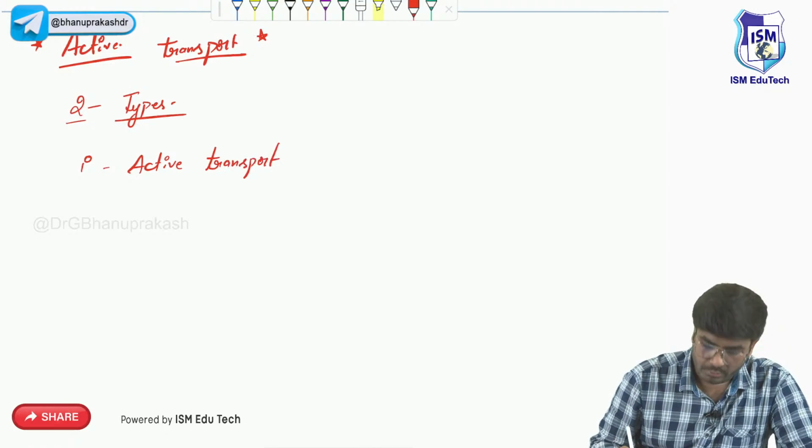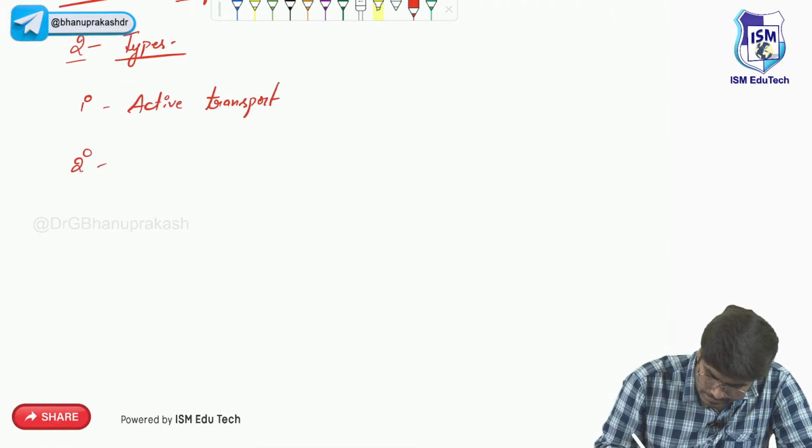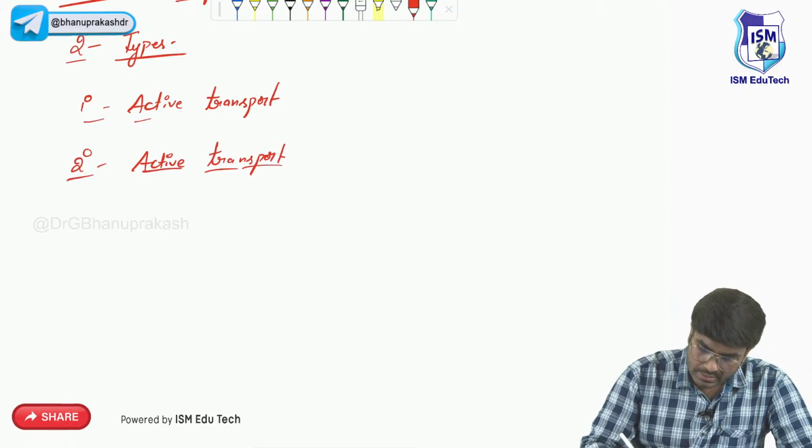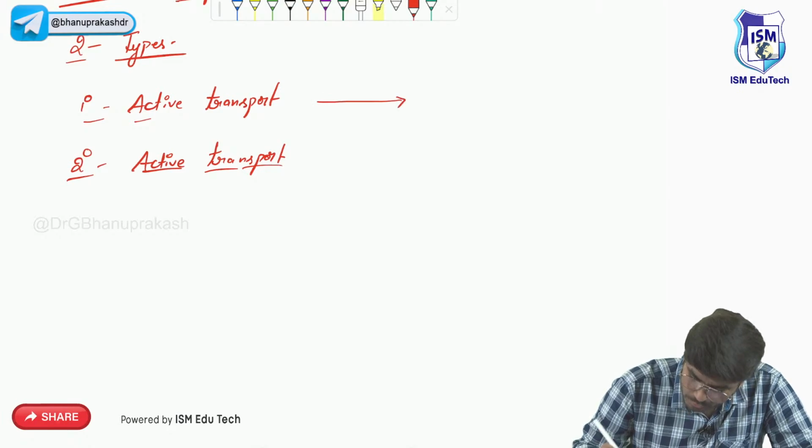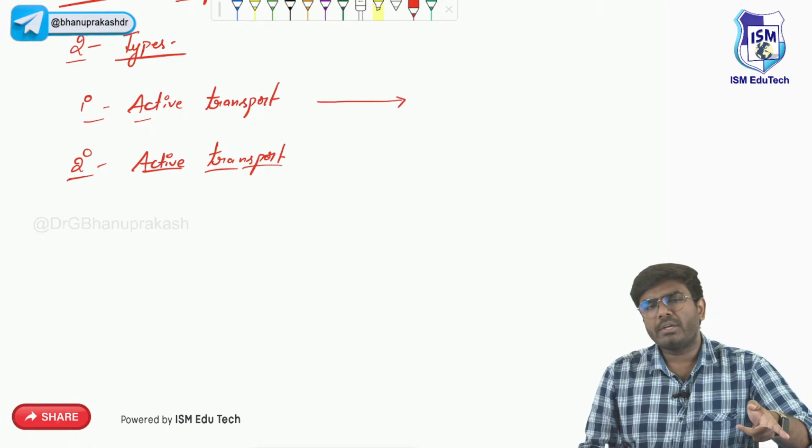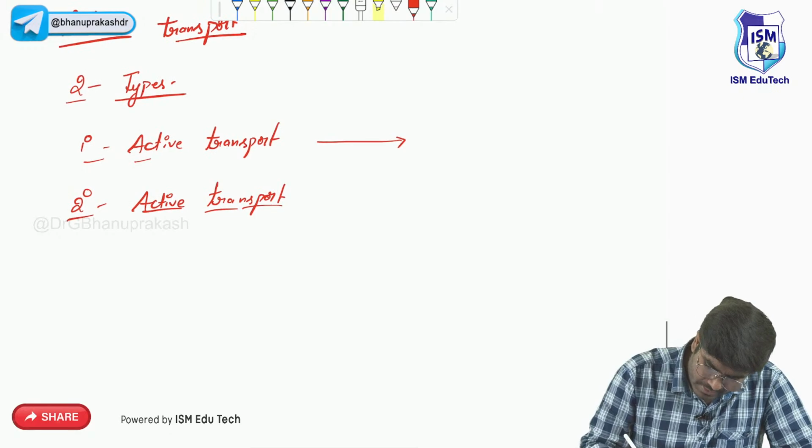Okay, primary active transport and secondary active transport. Now let's start our topic with the primary active transport. First of all, in both primary active transport and secondary active transport, what do you require?